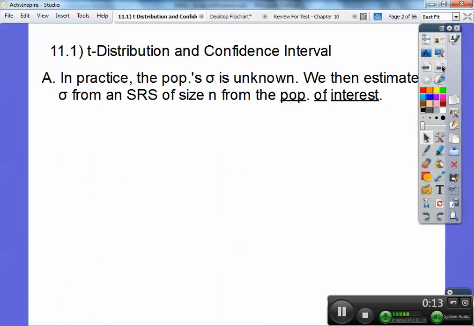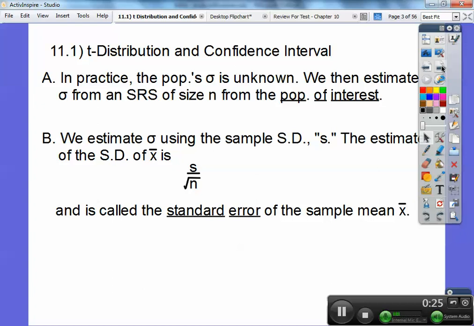Okay, so in practice the population standard deviation is unknown, so we estimate the standard deviation from an SRS of size n from a population of interest. We estimate it by using the sample's standard deviation, which we can calculate in our calculator. The estimate of the standard deviation of your sample mean is this formula right here: the sample standard deviation divided by the square root of n.